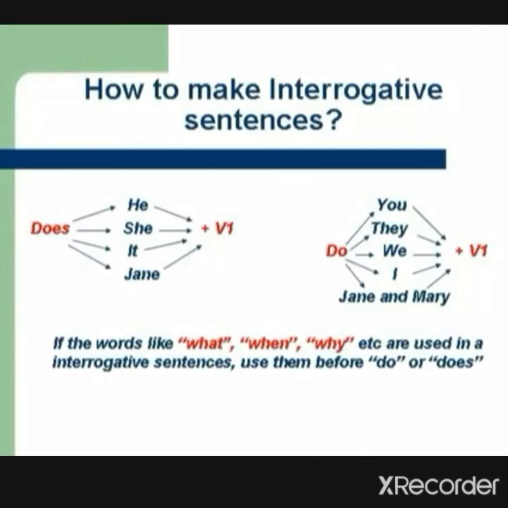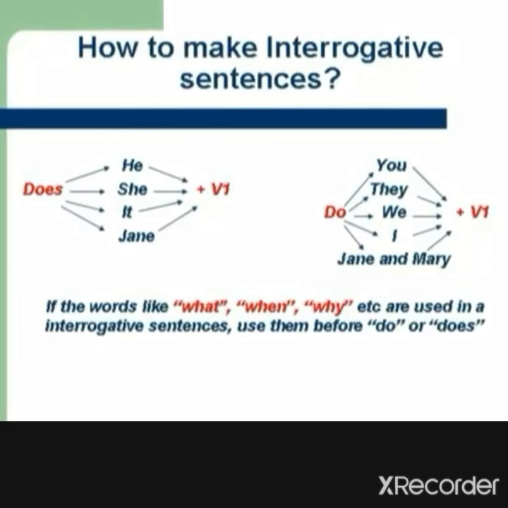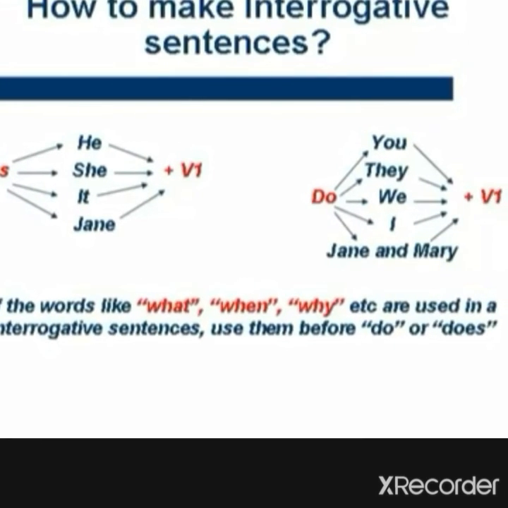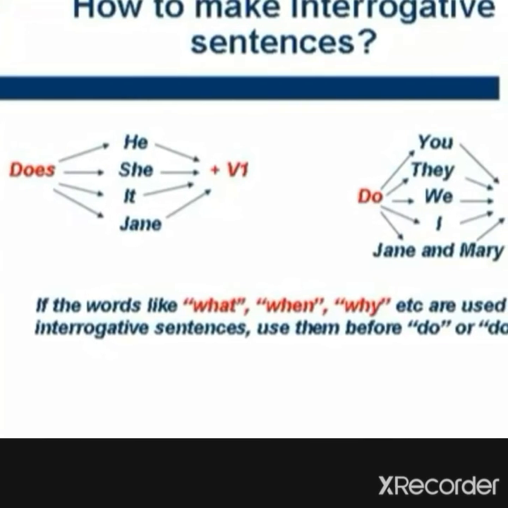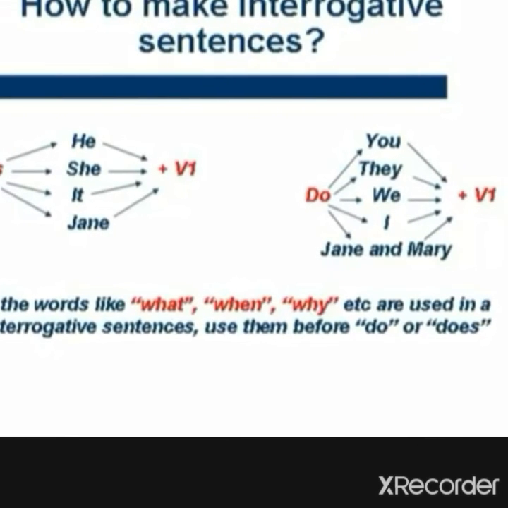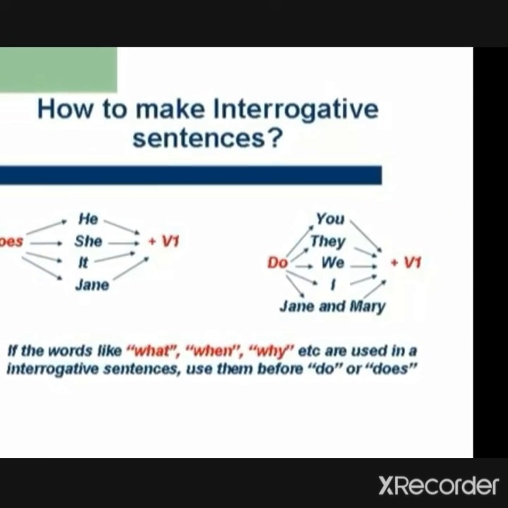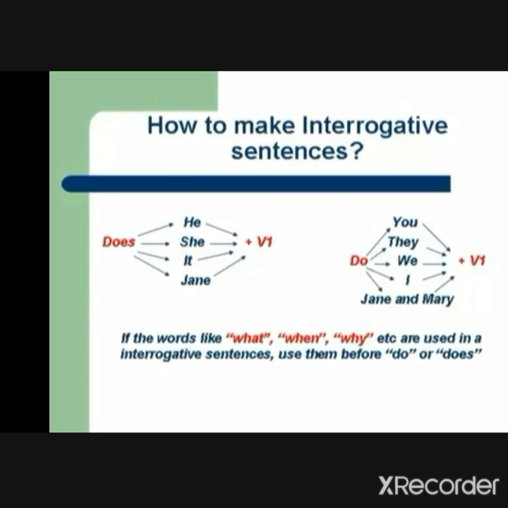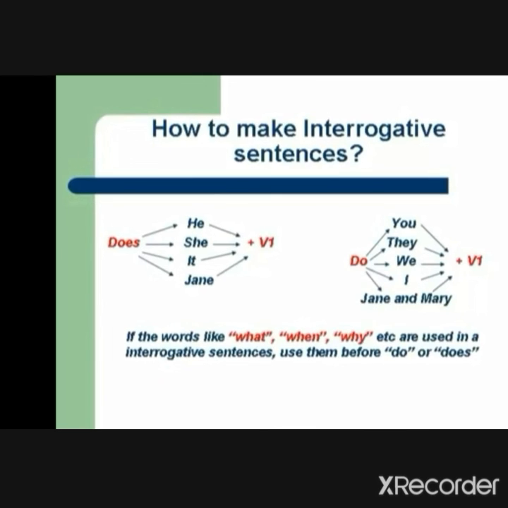Here is one important thing which you are supposed to keep in your mind: add s or es only in positive sentences. In negative and interrogative sentences you are not supposed to add s or es to the verb. Okay, now you can read the last statement. If words like where, when, why, etc. are used in an interrogative sentence, use them before do or does. As where does she play, where does she sing, where does Jane bring. After that you are going to put a question mark, because we are making an interrogative sentence.